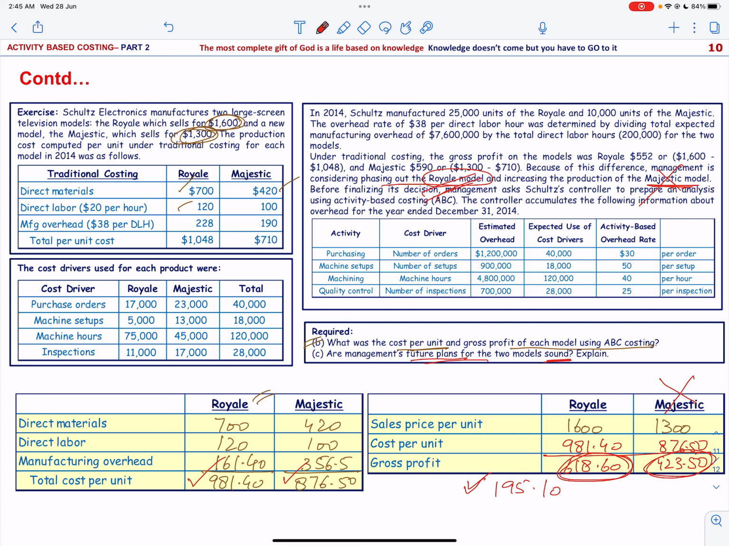So with this, we complete our discussion on activity based costing. We have done some exercises, and I hope that these exercises will help you to have a better understanding of activity based costing.